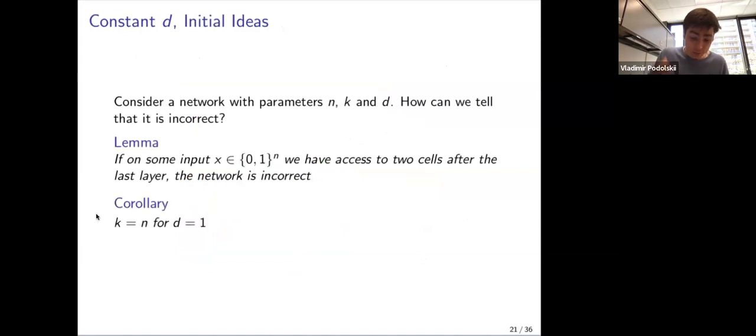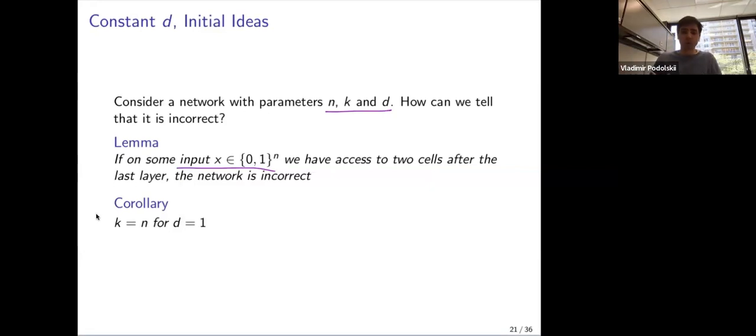Now I would like to switch to the discussion of constant depth. What we would like is to prove lower bounds. What can we do now? Let's do the following. Consider a network with parameters A, K, and D. What are the reasons this network might be incorrect? There is an obvious reason: if on some input we have access to two cells after the last layer, two cells in the output, then the network is incorrect, right?